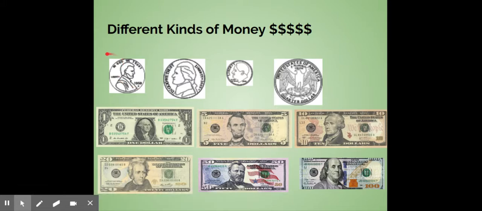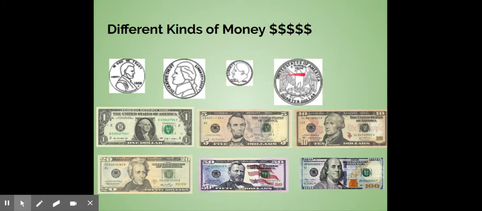Different kinds of money. So these are all the different kinds of money that are used in the United States. There's one I didn't put on here. It's not as important as the rest of them. So this one right here is called a penny. It's worth 1 cent. It's not a lot of money. This is a nickel. It's kind of small. Nickels are worth 5 cents. This is a dime. Dimes are worth 10 cents. And this is a quarter. Quarters are worth 25 cents.